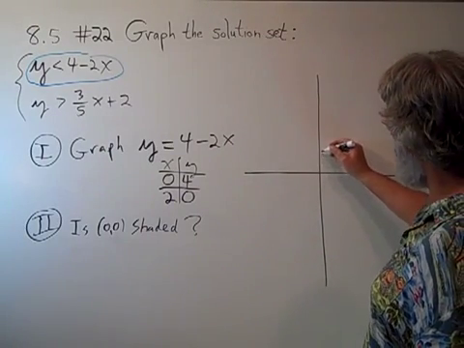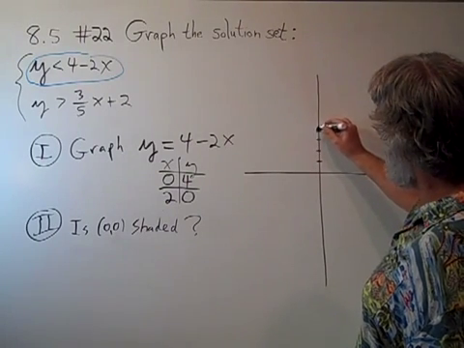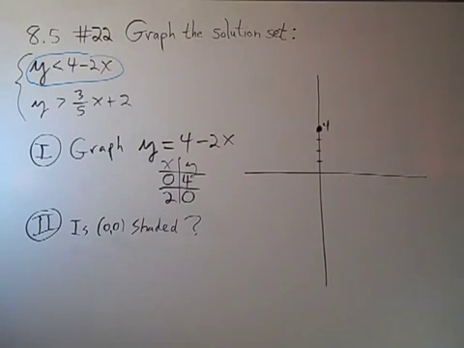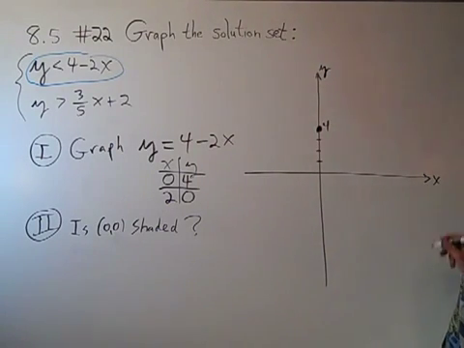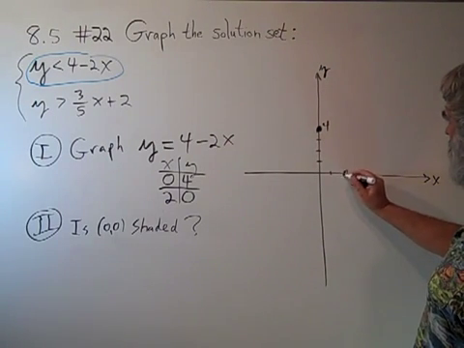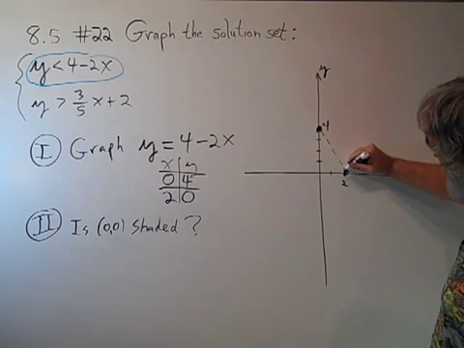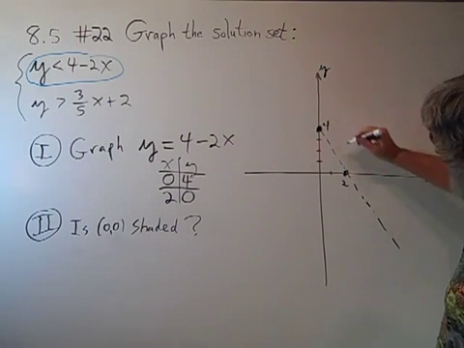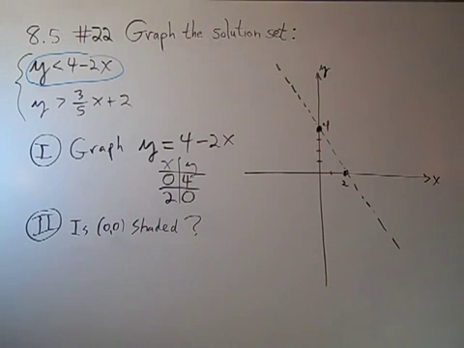0, 4 is up 1, 2, 3, 4. The y-intercept is at 4. And the x-intercept of this line is at 2. This time it's a dashed line when we draw our line, because we're not including the points on the line as part of our solution region. But we still have to decide which side of that line we shade.